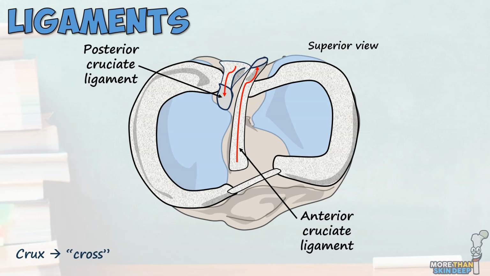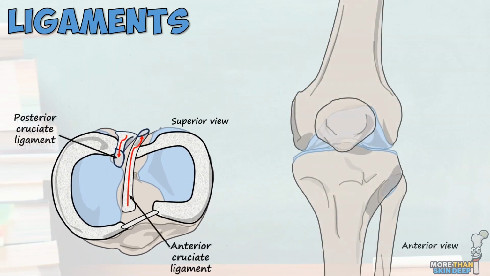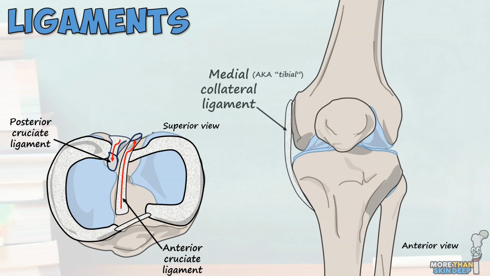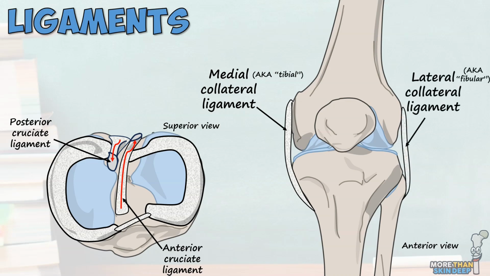The last two major ligaments of the knee joint are the two collateral ligaments. These are easily viewed anteriorly. There is a medial collateral ligament, which is broad and flat and connects the medial femoral epicondyle to the medial tibial condyle, and a lateral collateral ligament, which is thinner and rounder and attaches the lateral femoral epicondyle to the head of the fibula.